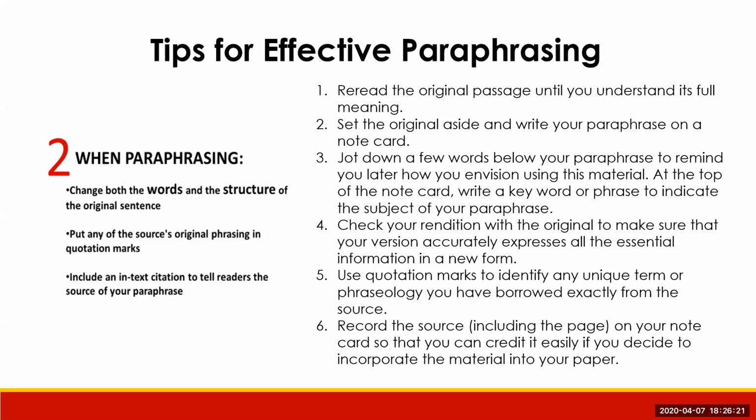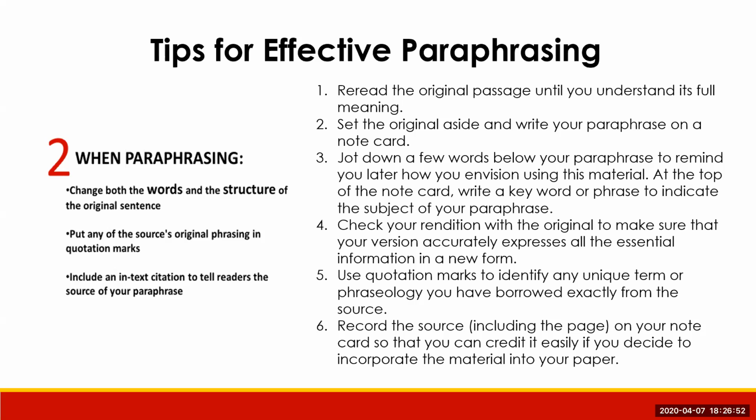Number 4, you want to check your rendition with the original to make sure that your version accurately expresses all the essential information in a new form. So after you've written your paraphrase, then you should look at the original to make sure you are clearly getting across the ideas you'd like to get across. This also ensures that you're not copying any of the original or plagiarizing any of the original. It's just making sure that you have the essential ideas that you wanted to get across from the original.